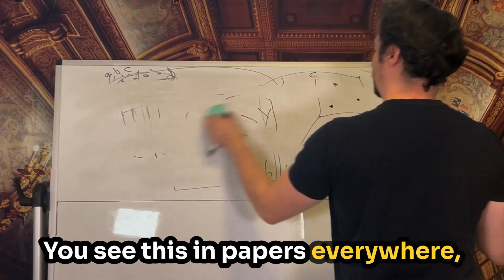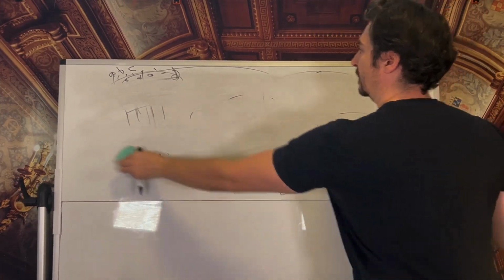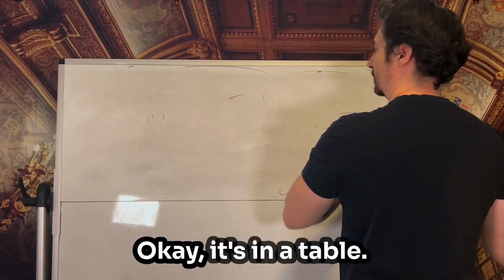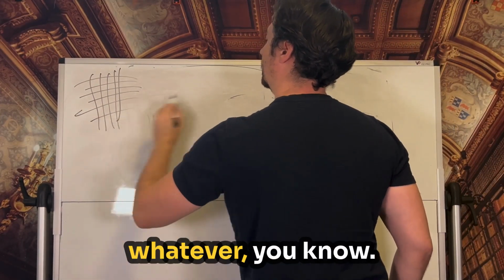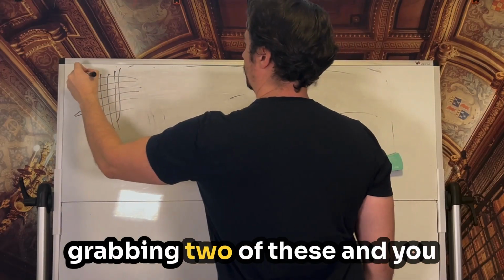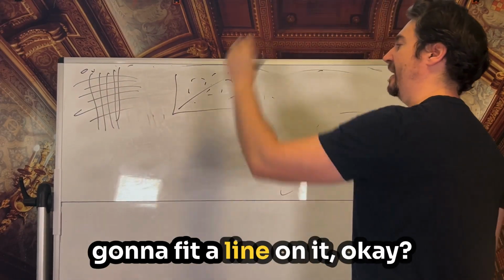You see this in papers everywhere, where you go collect a bunch of data, okay? It's in a table. It's like an Excel spreadsheet, right? But maybe you're just grabbing two of these, and you see these two-dimensional plots with data scattered everywhere, and they're going to fit a line on it.